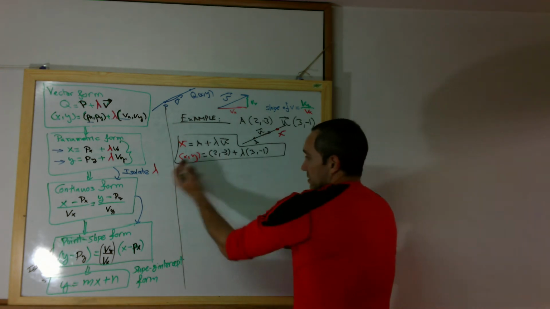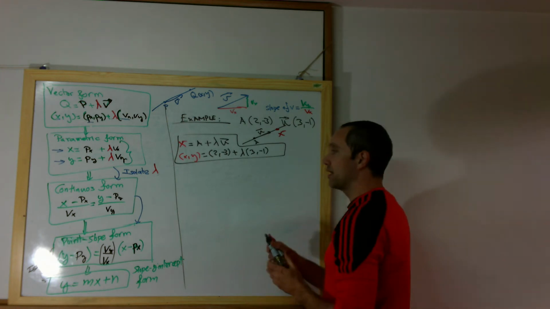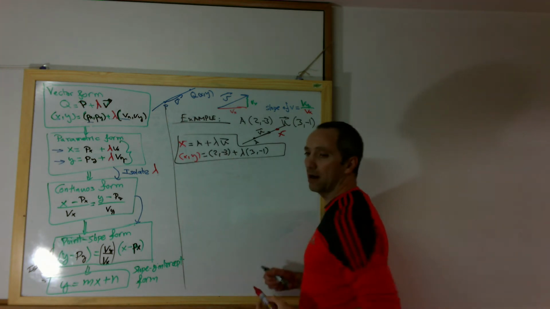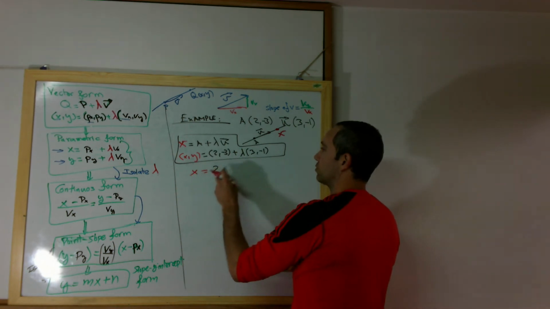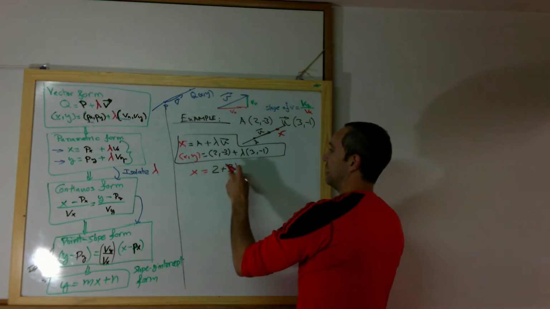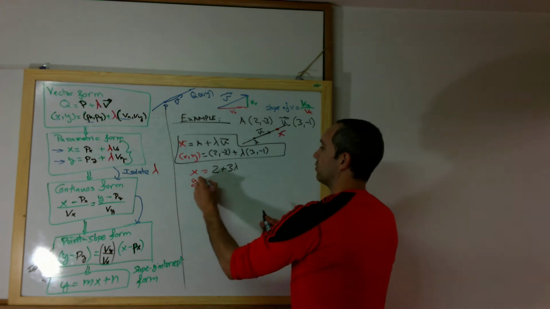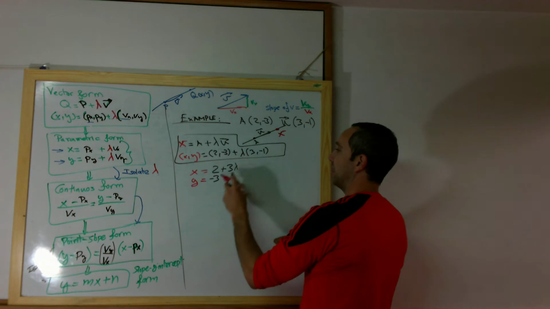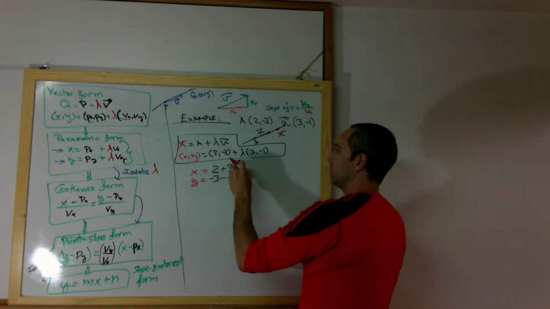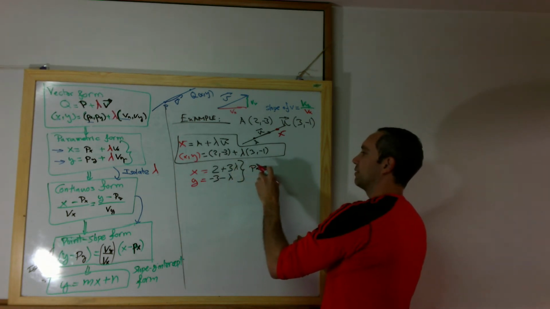So now let's express this as the parametric form. This is x equals 2 plus 3 lambda and y equals -3 minus lambda. So these are the parametric equations.